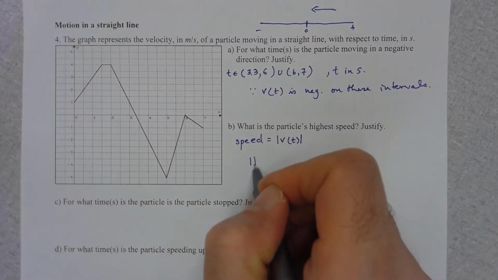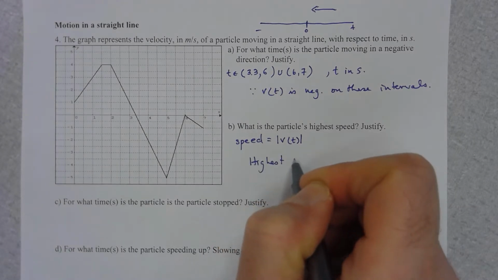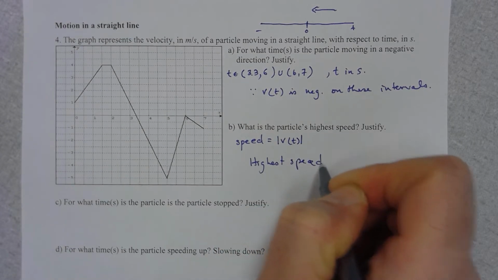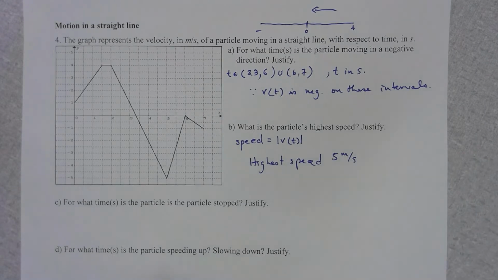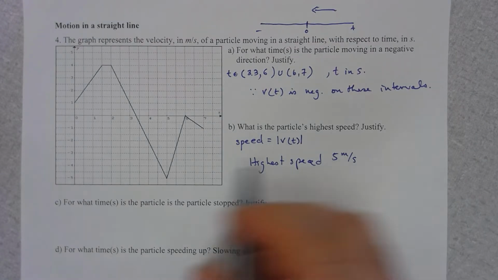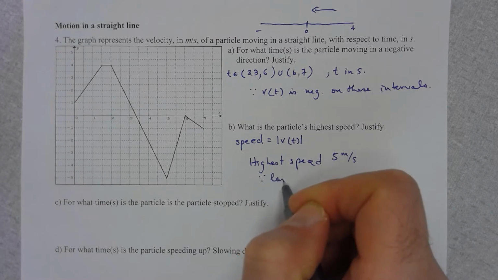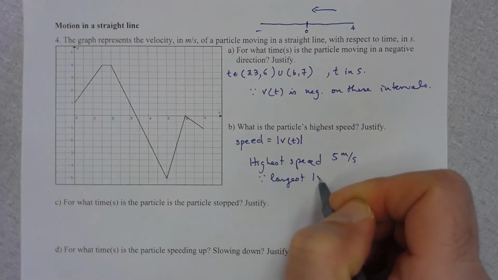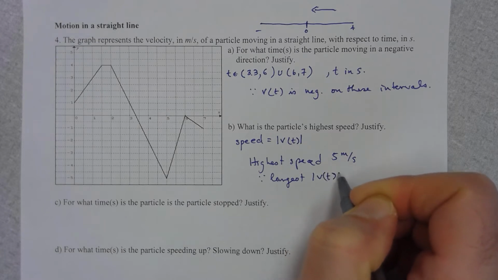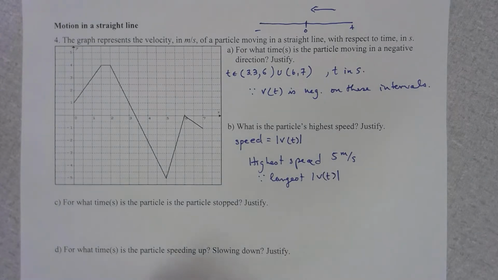So the highest speed is going to be 5 meters per second. And why? Because that's where the absolute value is maximized, since it's the largest value of the absolute value of the velocity. All right, so let's go to the next one here.